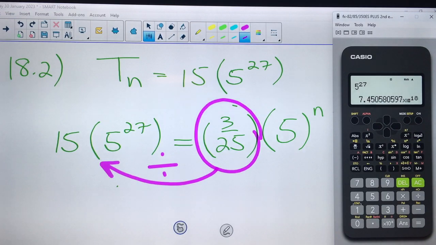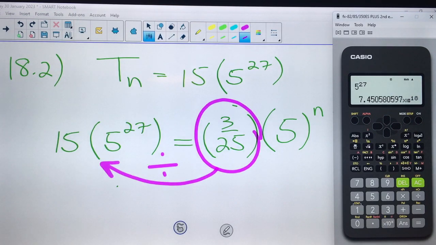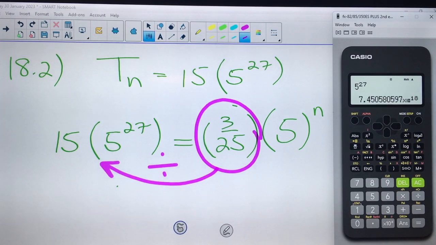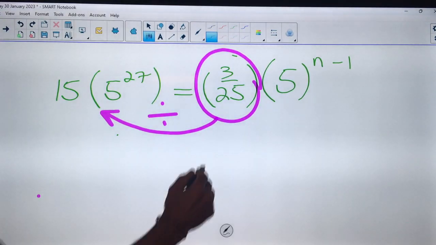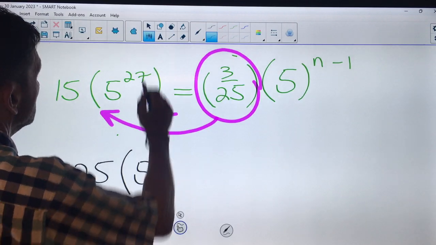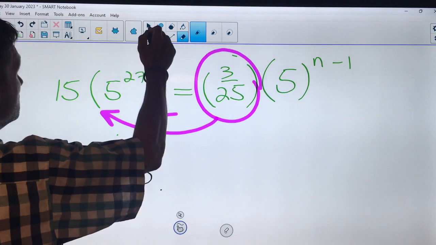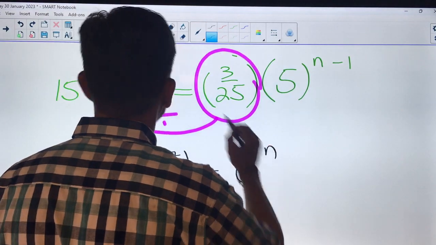So what shall we do? Don't divide that into the whole one, just divide it into the 15. Take the 3 over 25, so it's 15 divided by 3 over 25. What will that give us? 125. Now that is something that we can deal with. So here's the 125, still times 5 to the power of 27, equals 5 to the power of n minus 1.